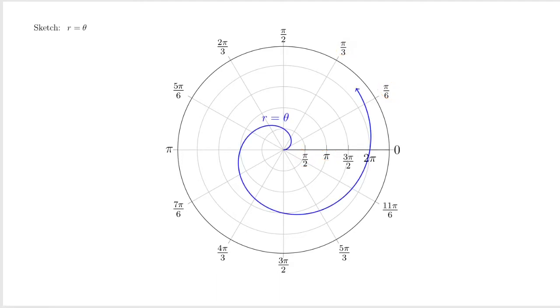When theta is 0, r equals 0. That gives us this point right here at the pole. You can see when theta is pi over 2, r is also pi over 2. That's this point right here. When theta is pi, r is equal to pi. That's this point here. And I'll go all the way up to when theta is 2 pi, all the way around the circle. Then r is also 2 pi right here. And then it keeps on going, spiraling outwards forever and ever.